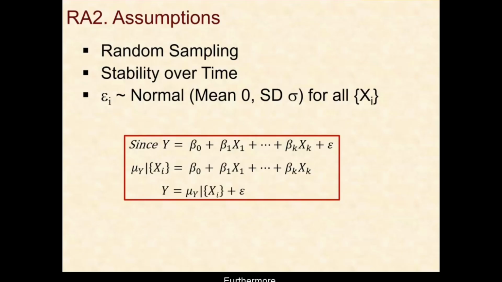Furthermore, we can now understand our model as proposing that an individual value of y can be represented as its mean for a given set of predictor values plus a random, normally distributed error component epsilon. That is, y equals the mean of y for a given set of xi plus epsilon.